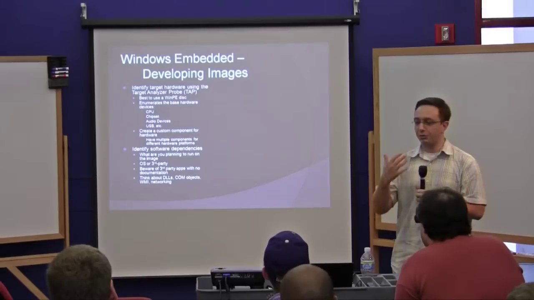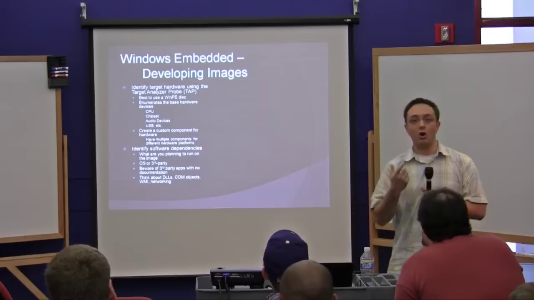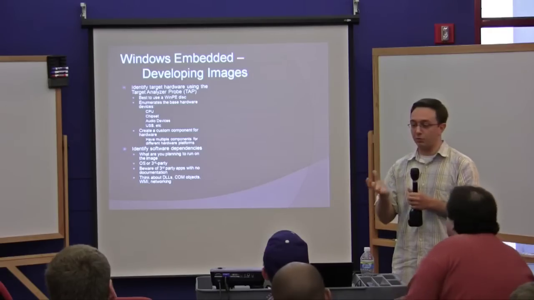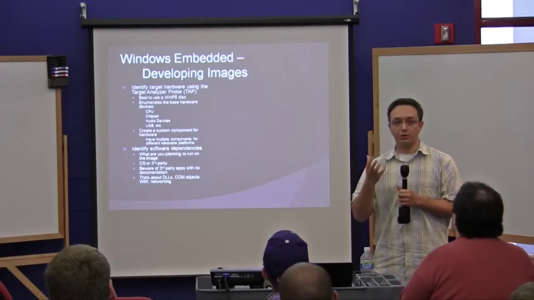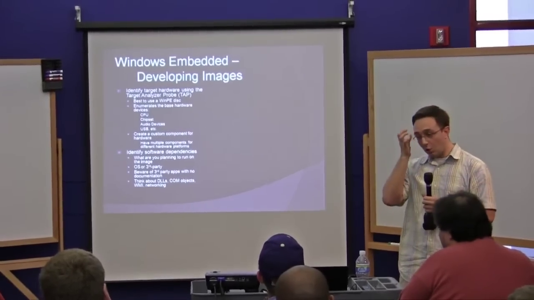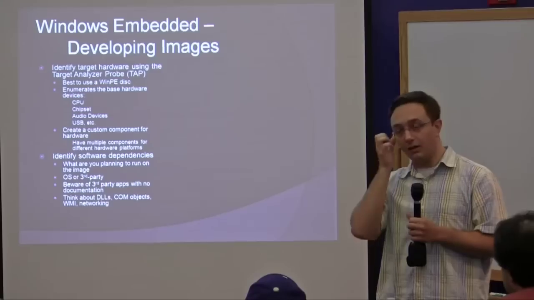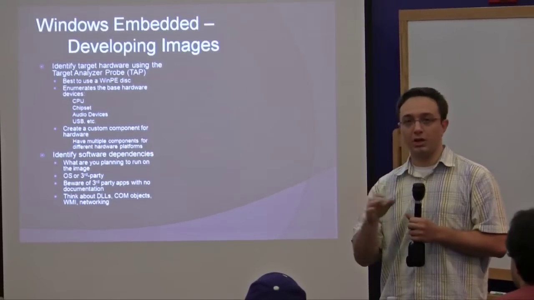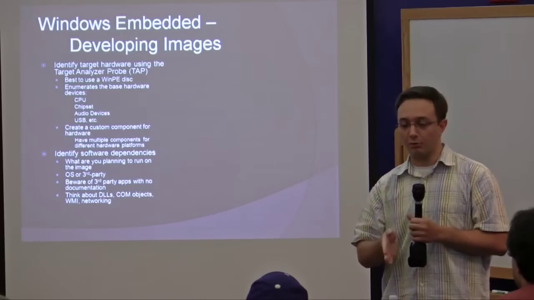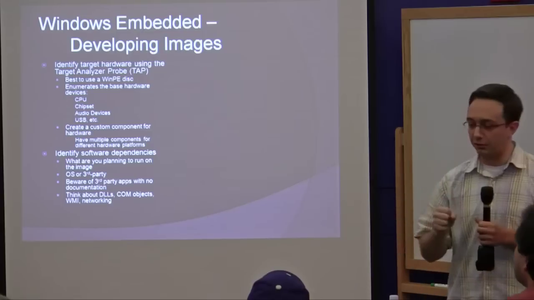So how do we go about developing an image? First we have to define what hardware we are targeting. They've included a little utility called the Target Analyzer Probe, which you run on a Win32 system. It can be a full-blown Windows XP, Vista, whatever, or the best thing to do is actually have a Windows pre-installation disk. I'll get more into that later, but basically you boot up, it's a very minimal environment, you run this program, and it dumps out a file with the base hardware. So CPU, architecture, chipset, audio devices, things of that nature.